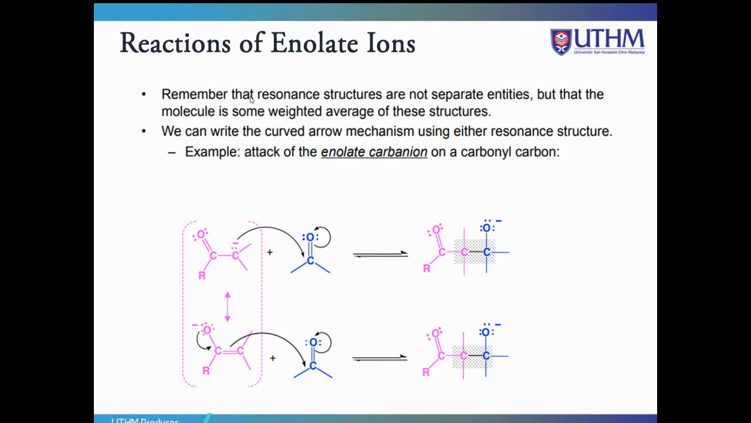Reaction of enolate ion. Remember that resonance structures are not separate entities, but that the molecule is some weighted average of these structures. We can write the curved arrow mechanism using either resonance structure. For example, attack of the enolate carbon on a carbonyl carbon is illustrated in the example below.